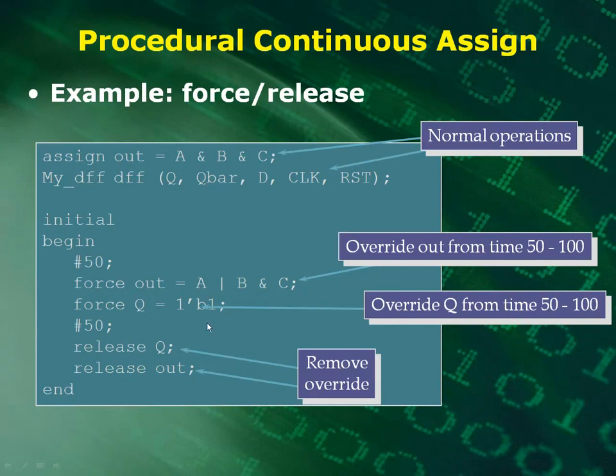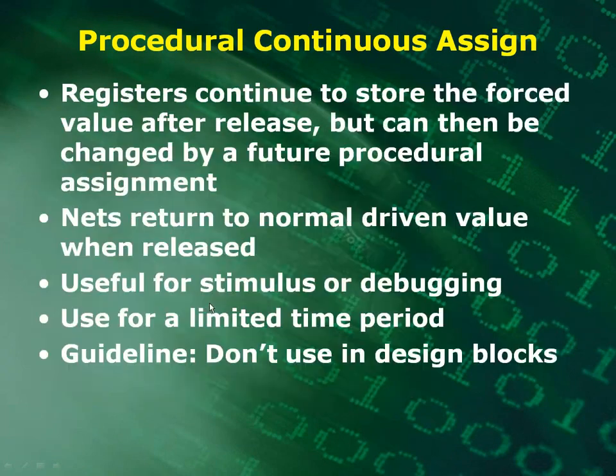so they can go back to their normal operations. Registers continue to store the forced value after release, but can then be changed by a future procedural assignment, such as at the positive edge of clock. Maybe it clocks in the new or correct value. Nets, however, return to the normal driven value when they're released.